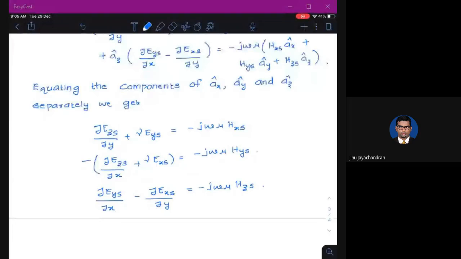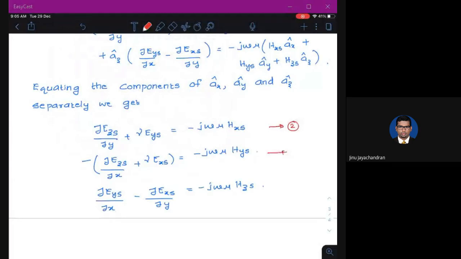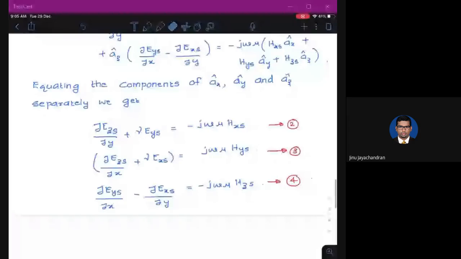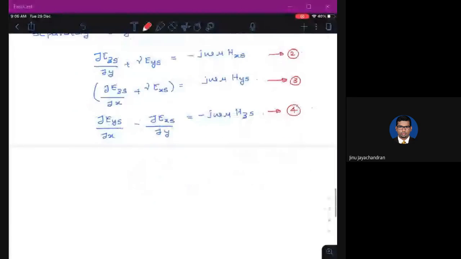Okay, so let me number these as 2, 3, and 4. There is a minus sign in equation number 3 on both sides, so I'm just removing that. So there's a minus here, there's a minus here, so I just remove it. So this is one set of equations. Fine. Now let's look at the next set of equations. We are going to combine two sets of equations to arrive at a common solution, in terms of a differential.